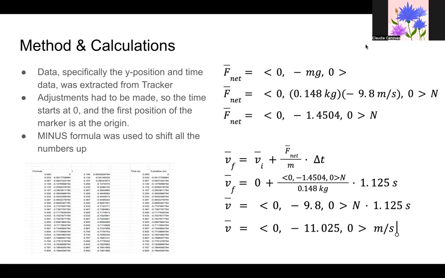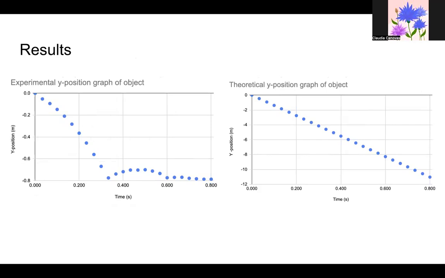And then these are the calculations we used to calculate the theoretical. So using the mass of the marker, and then acceleration, and then plugging into the velocity, we got a velocity of 0, negative 11.5, 0 meters per second, which we then plugged into the position update formula to calculate what the trajectory of this marker should look like. And these were the results.